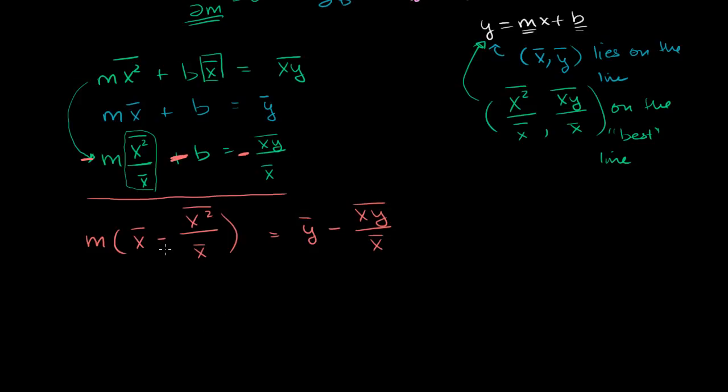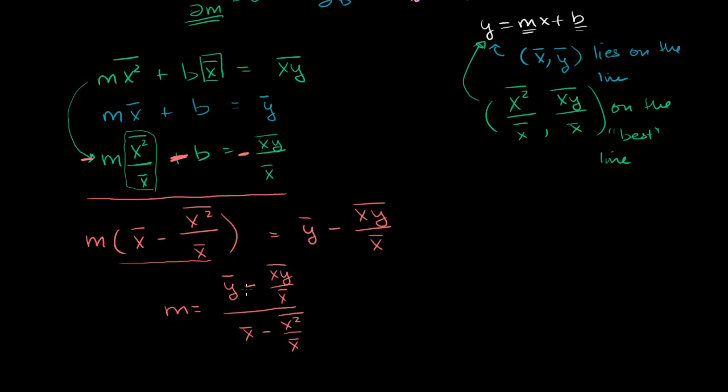And then we can divide both sides of the equation by this. And so we get m is equal to the mean of the y's minus the mean of the xy's over the mean of the x's, over this: the mean of the x's minus the mean of the x squareds over the mean of the x's.